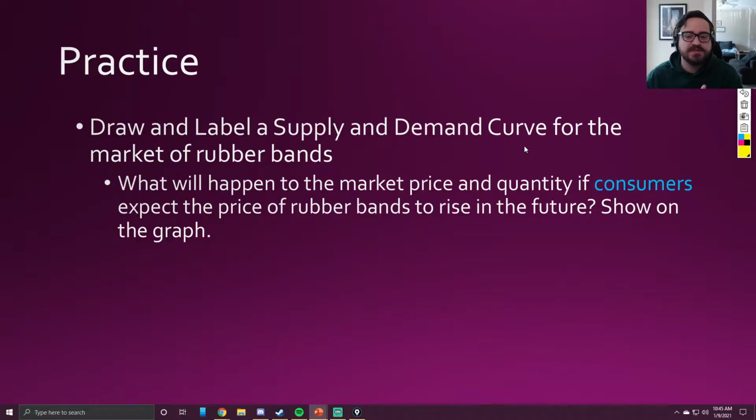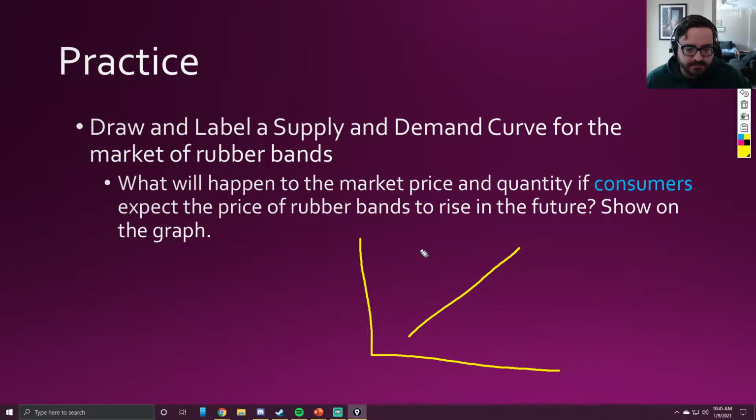So let's give you a practical example. Draw a supply and demand graph for the market for rubber bands. So draw the X and Y axis. Capital P is your Y axis. Capital Q is your X axis. Supply is your upward sloping line. Demand is your downward sloping line. Have yourself an equilibrium. This is a terrible drawing because I'm having to do it freehand with a mouse, so apologies for this not looking pretty.